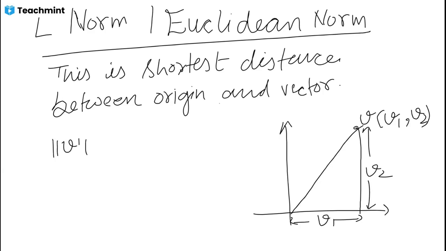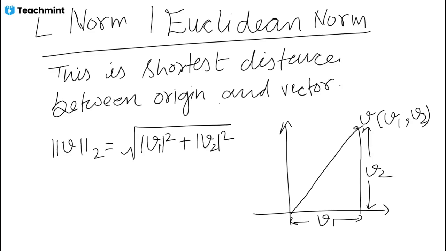So the L2 norm of vector v is the square root of the absolute value of v1 squared plus the absolute value of v2 squared. This is the shortest distance, and by using the distance formula, as we have done in previous classes, it is the same. Got it?